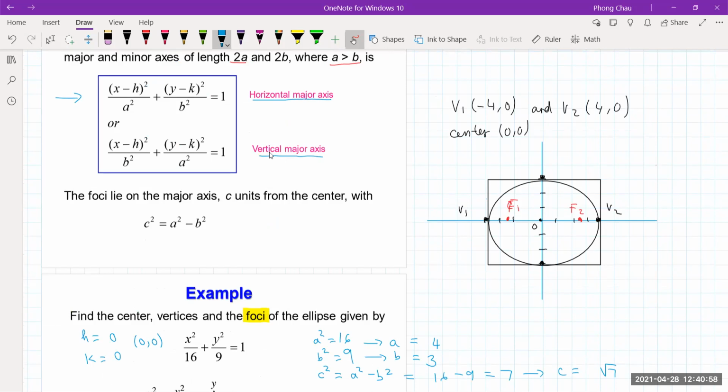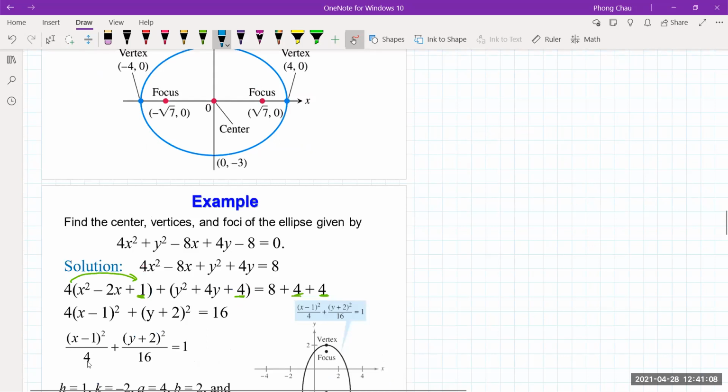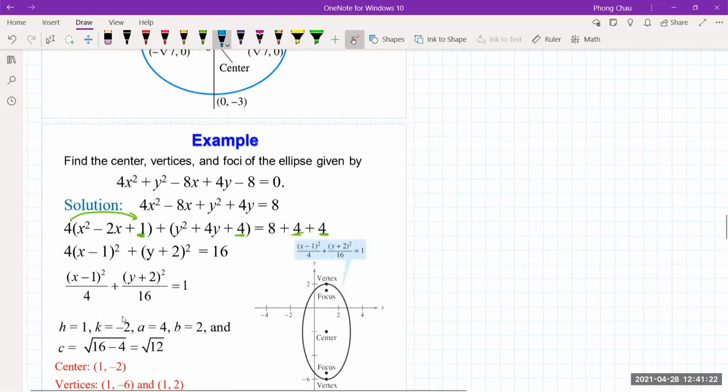So in this case, we have a vertical major axis. With a squared is 16, right, a squared is 16, b squared is 4. And we also notice that that's your h. So h is 1. The k will be -2. The a squared is 16, therefore a is 4. B squared is 4, and so b is 2.